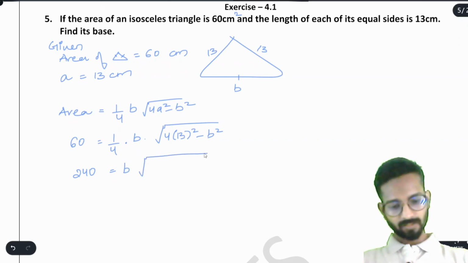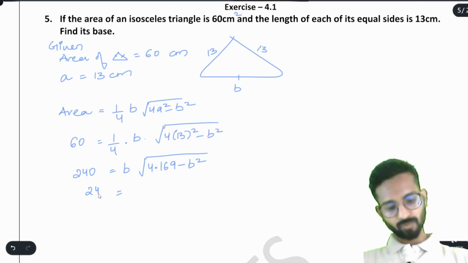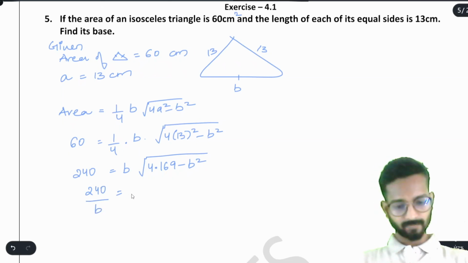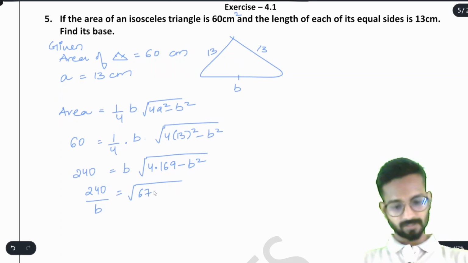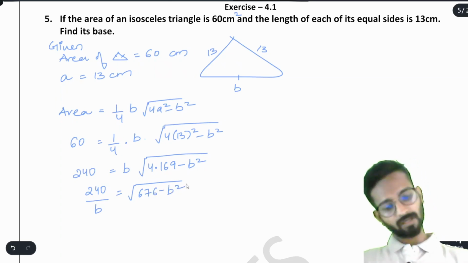b, 13 square is 169, minus b square. I can say here this will become 240b equals root of 169 into 4, that is 676, minus b square. Now how will we solve this?